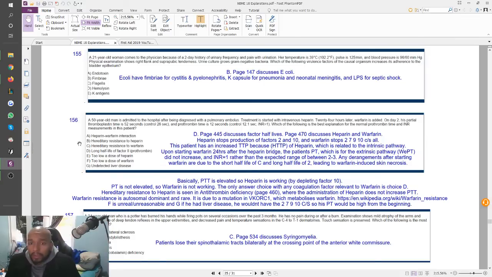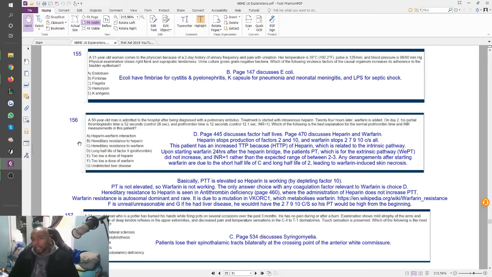Remember that whenever you get questions about heparin and warfarin, heparin is very easy, right? Heparin is super easy to understand. Heparin just potentiates antithrombin, which is factor 3, to go ahead and turn off factors 2 and 10, okay? And warfarin works against 2, 7, 9, 10, and C and S.